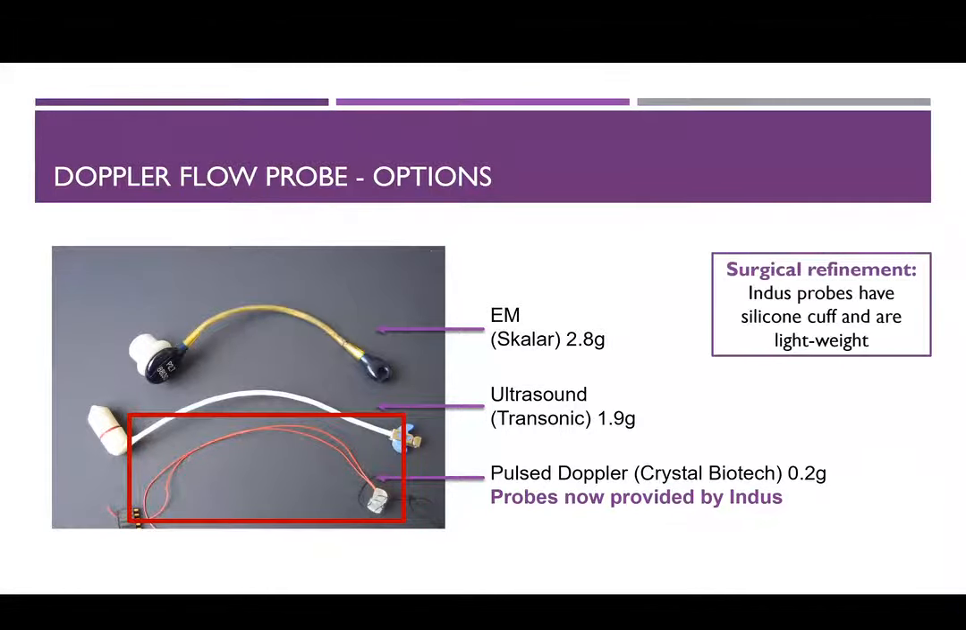And so just to say that the Indus probes that we now use have a really nice silicon cuff. They're really lightweight. And so for us, as well as being able to measure in multiple vascular beds simultaneously, it's also a nice surgical refinement because we don't need to make such a big insult and tease away so much tissue in our individual animals. So it's a really, really nice way of undertaking these studies.